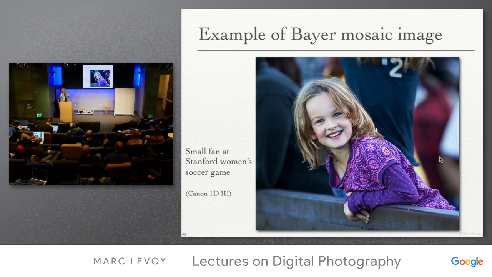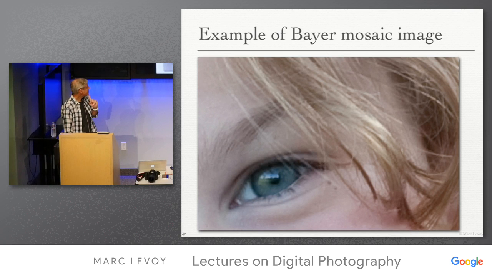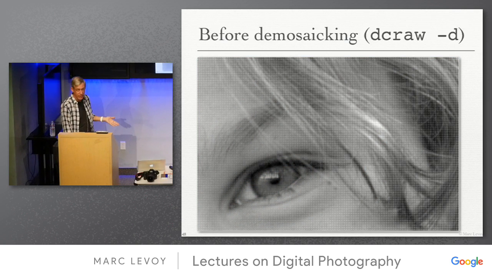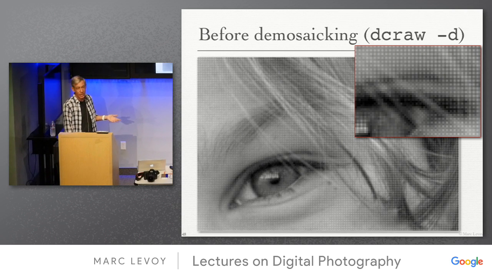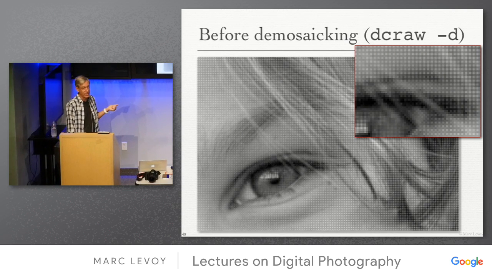So here's what a typical red, green, green, blue Bayer mosaic looks like. And if we zoom in really closely on her, and then look at what comes off the camera originally, it looks like this. You can't actually see that even in Photoshop. Photoshop doesn't let you look at this. You have to use a program like DC Raw. That's the actual raw image.